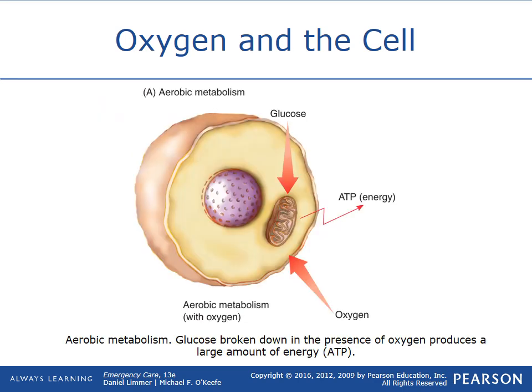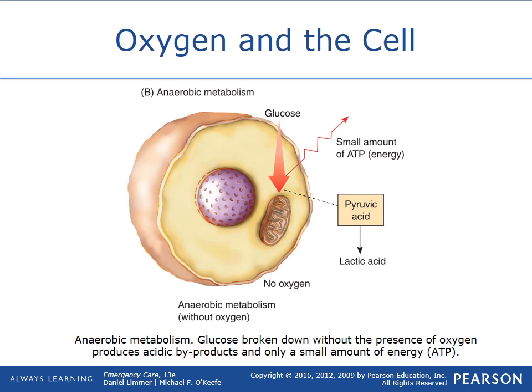So, if the cell is creating ATP correctly, it'll take glucose, and the oxygen in the glucose will bind and create a large amount of ATP or energy. And then the body has it to function. In anaerobic metabolism, glucose will bind with fat, and it will create a little bit of ATP, not enough really for the body to function.